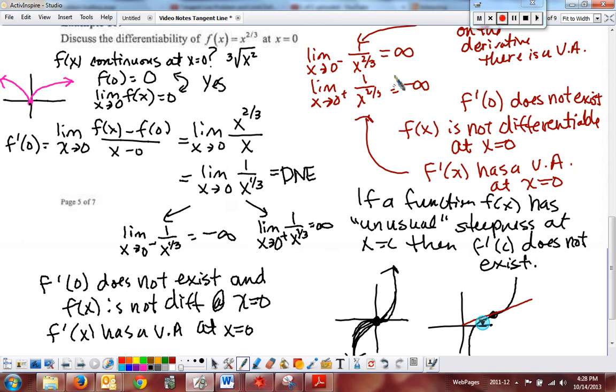And notice over here it was, oh, I had that wrong. That should have been infinity and infinity because I'm squaring it, which of course makes it positive. So this one was just unusual steepness, and you still have a vertical asymptote. The derivative is just going to go to the same spot. Over here, you have vertical asymptotes that are going to different places. And you do kind of get this idea of a jump.